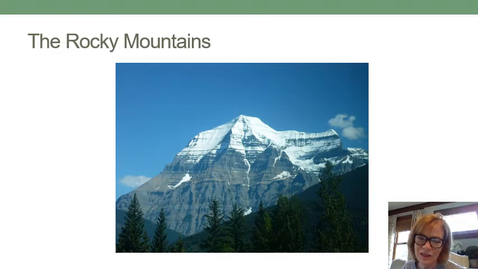Okay, and so you see peaks like that. At some point beyond the tree line, vegetation just won't grow because it's too cold or there's no oxygen up there, which of course plants need.